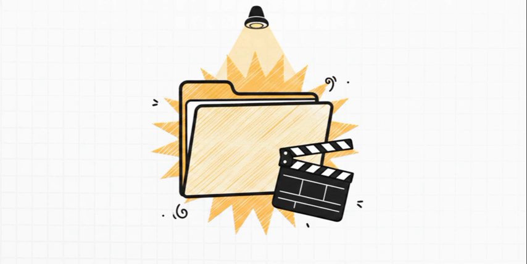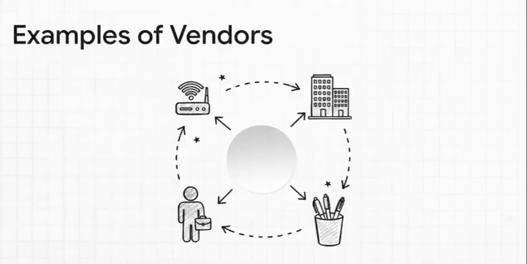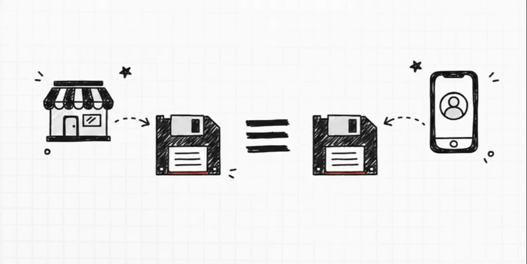Section 2, defining your vendors. They're basically the main characters of this whole explainer. Simply put, a vendor is anyone your business buys essential goods or services from. Think internet providers, your landlord, stationery suppliers, or even those freelance professional consultants. And this brilliantly illustrates the point.